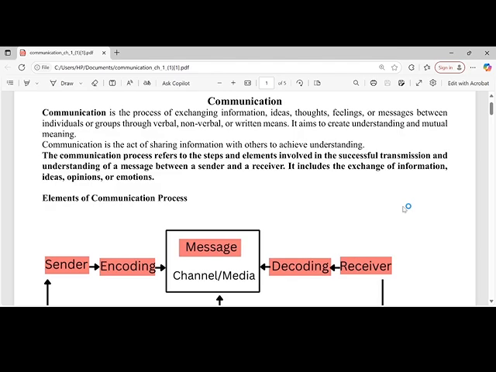So what is the communication process? These are the steps and elements which are involved in successful transmission and understanding of the message between the sender and the receiver, which includes exchange of information, ideas, opinions, emotions. And unless and until the message is understood, the communication is not complete.